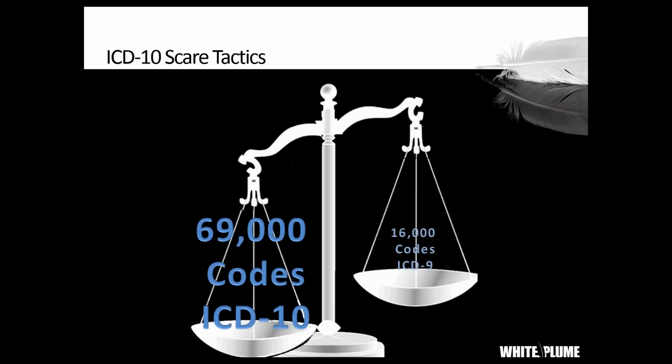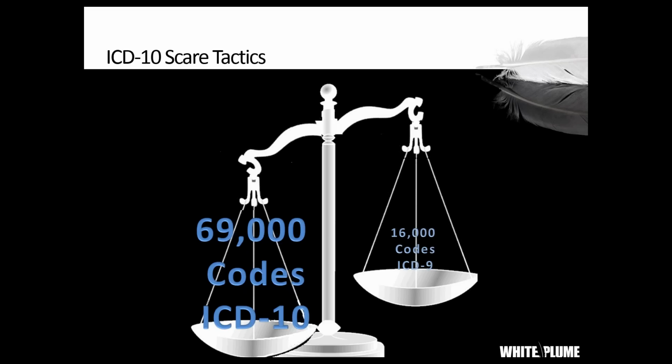69,000 codes in ICD-10 compared to only 16,000 in ICD-9. And that's true. But what most people don't tell you is you don't use all of those codes. Most ophthalmology practices use less than 2% of the entire code set in ICD-9. And you're only going to use a small percentage in ICD-10 as well. Don't worry about all the codes you're not going to use. Let's focus on the codes that you will use.